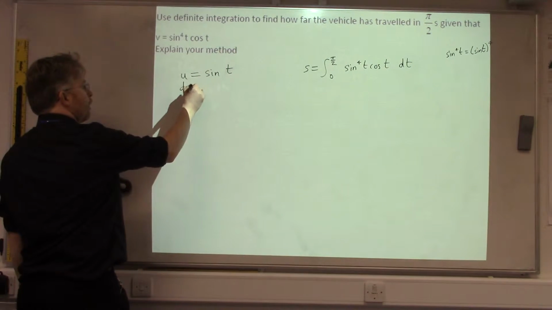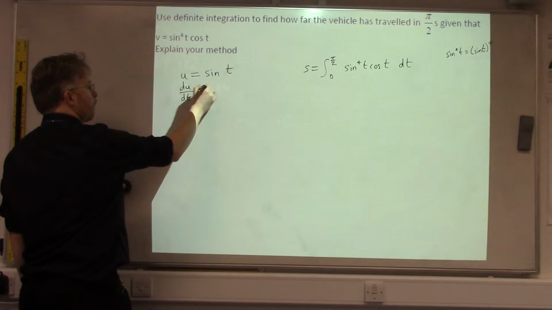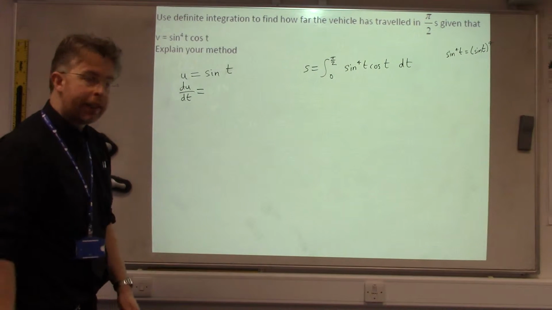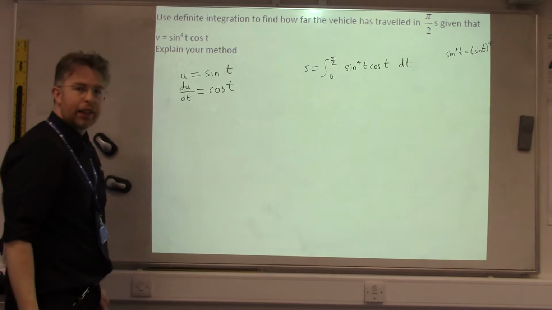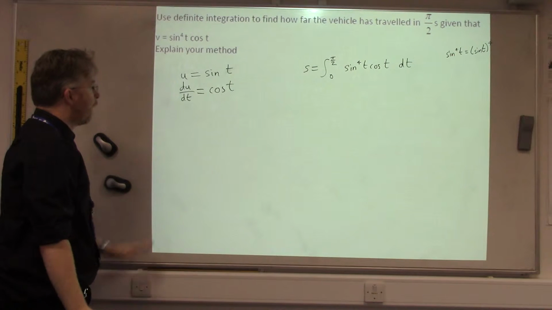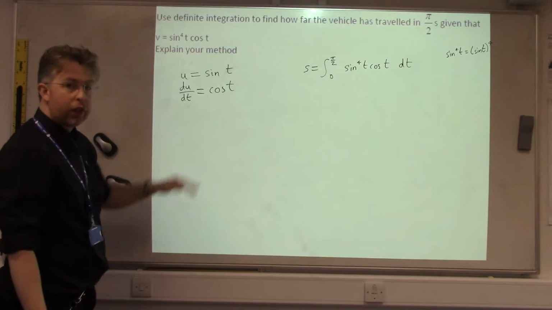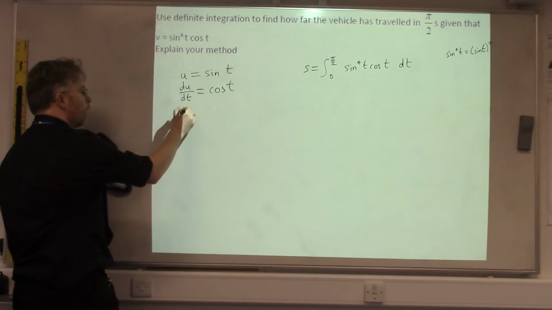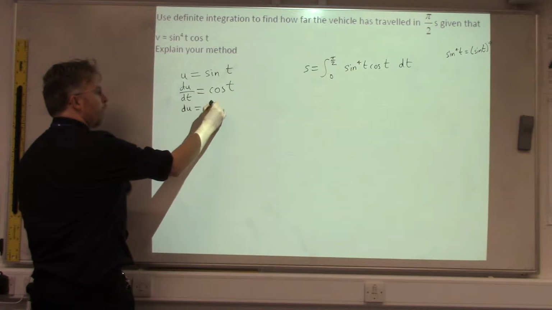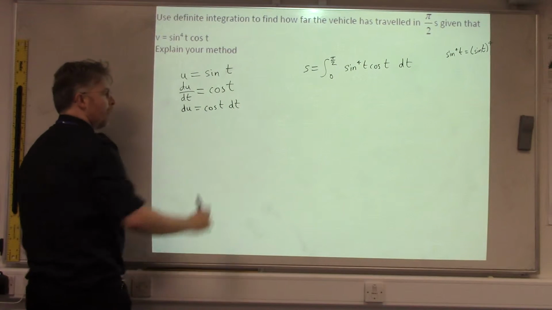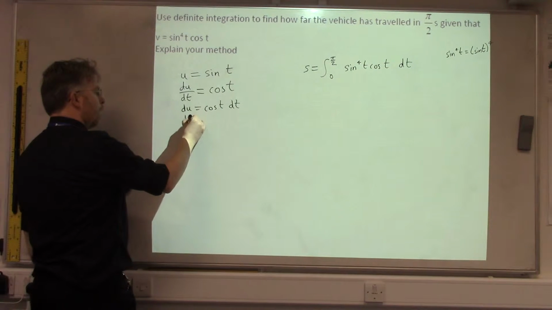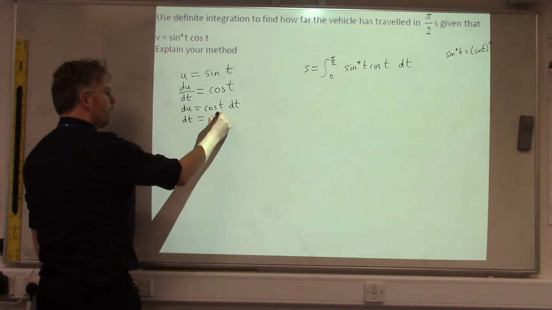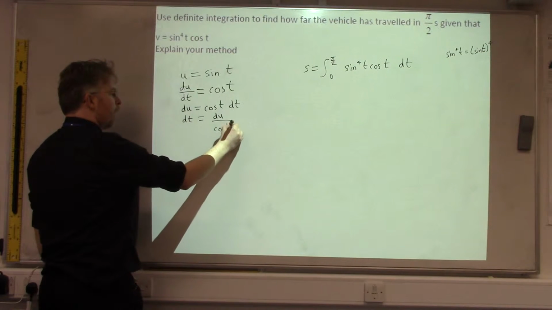Now we need to differentiate it. So du by dt is equal to cos t, because when we differentiate sine t, we get cos t. And then we need to rearrange this expression to dt equals. So du equals cos t times dt. Divide by the cos t. So dt equals du divided by cos t.